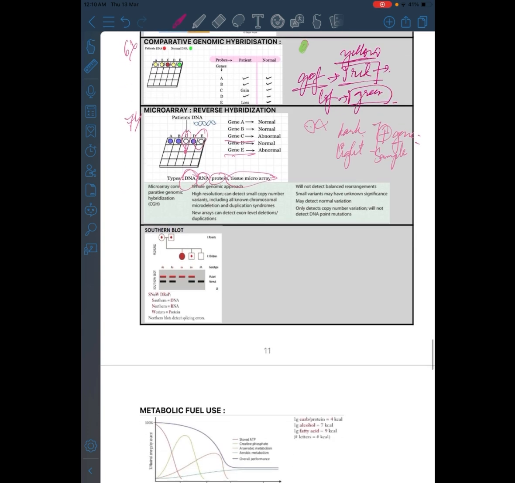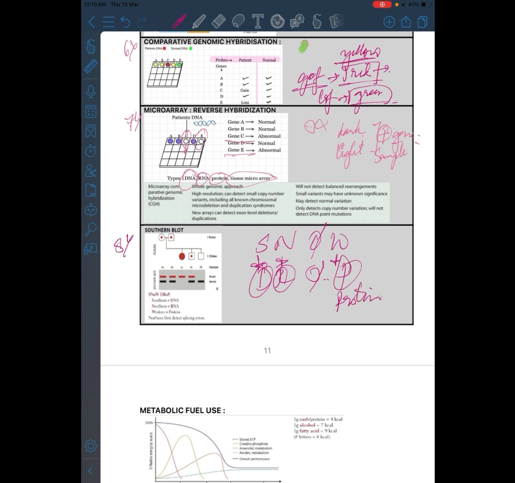Okay, and then the last one, the blotting techniques. You have to remember a small mnemonic: SNOWDROP. O and O cancel out each other. Southern blot is used for DNA, northern blot is used for RNA, and western blot is used for proteins.